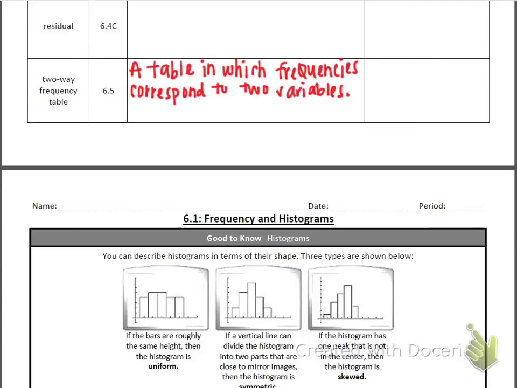It has a lot to do with non-numeric data, so data where I'm asking you your favorite color. So I might ask you what's your favorite color between blue and pink, and we would look at boys versus girls. We could look at how many boys prefer blue to pink, and how many girls prefer blue to pink, and put it all on the same table, and that's a two-way frequency table. So it's looking at non-numeric data, and we're categorizing the data in two different ways. Okay?